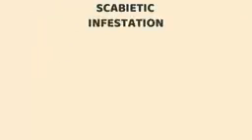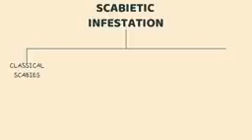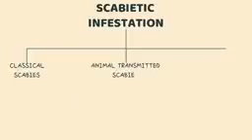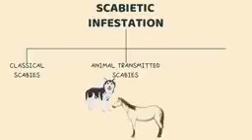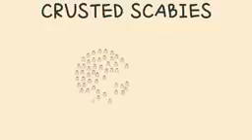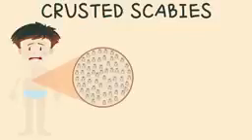Scabetic infestation can be classified into classical scabies, which is the most common form, and animal transmitted scabies, which is acquired from animals like dogs, horses, etc. And lastly, we have crusted scabies or Norwegian scabies. Here the host may be colonized with many millions of mites.